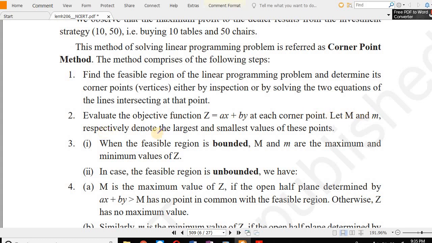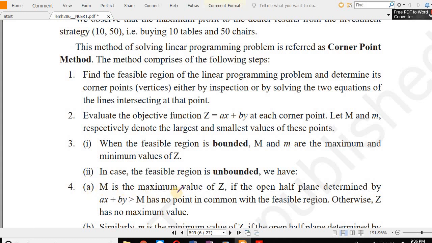And big M and little m are the largest and smallest values. When the feasible region is bounded, big M and little m are the maximum and minimum values of Z. And if the feasible region is unbounded, then we have to make some more decisions. Here it tells us what to do, and we'll see why this is in some future examples.